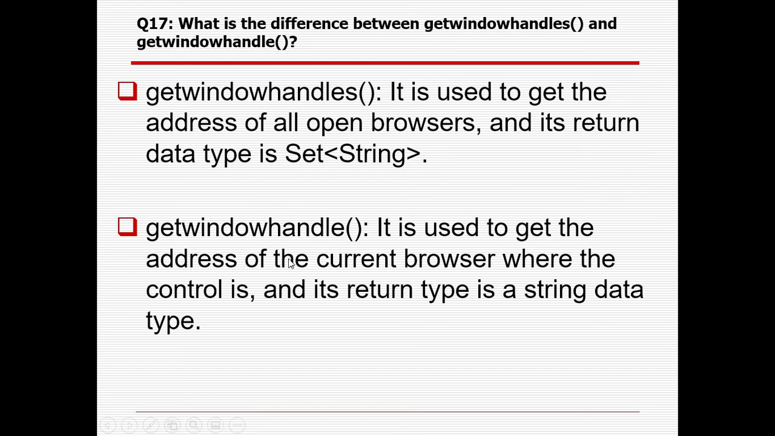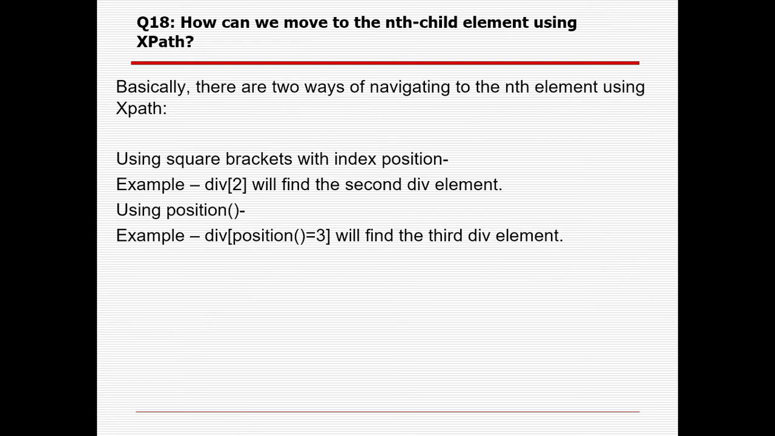It is used to get the address of the current browser only, where the control is, and the return type is String data type only. Just like findElement and findElements, right? findElements will return multiple elements, whereas findElement will give you one. So getWindowHandle is used to get the address of the current browser, whereas getWindowHandles is used to get the addresses of all open browsers, and the return type is Set of String.